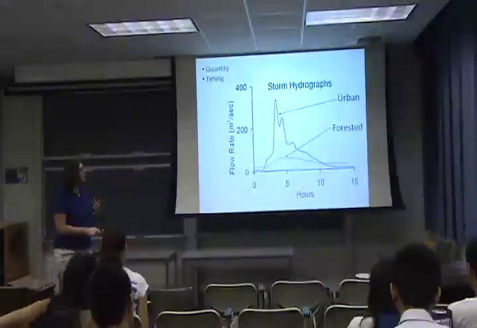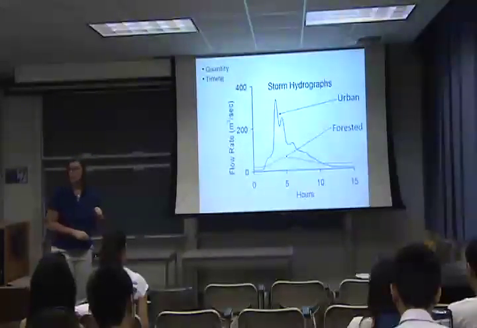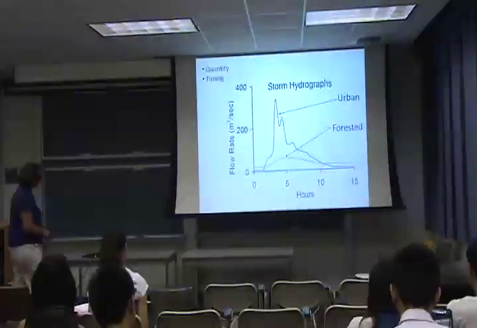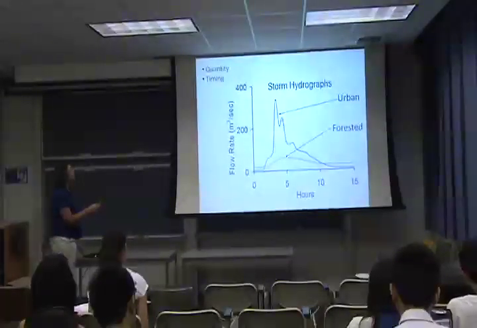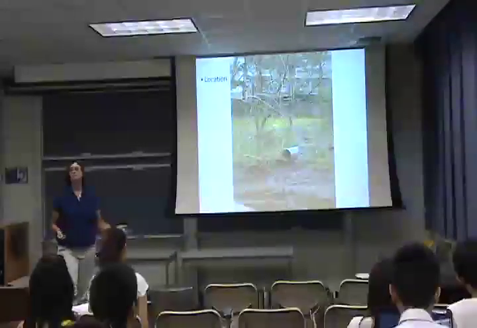So much gas is coming off, and it tends to happen a little bit later after the storm. Okay? So consequently, we call urban systems very, very flashy. Okay? So that's going to affect the quantity and the timing of water flow. And the location is affected because of our infrastructure.